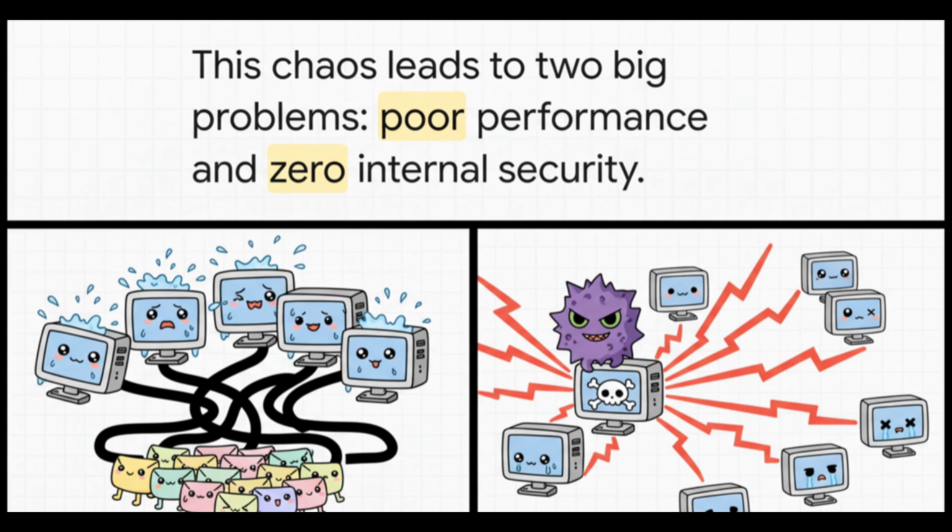And that chaos creates a couple of huge problems. First, your performance just tanks, because all that unnecessary chatter is clogging up the network. And second, and this is way more important, you have absolutely zero internal security. If one person's computer gets a virus, it can literally spread like wildfire to every other machine in the blink of an eye. We've got to find a way to build some walls.